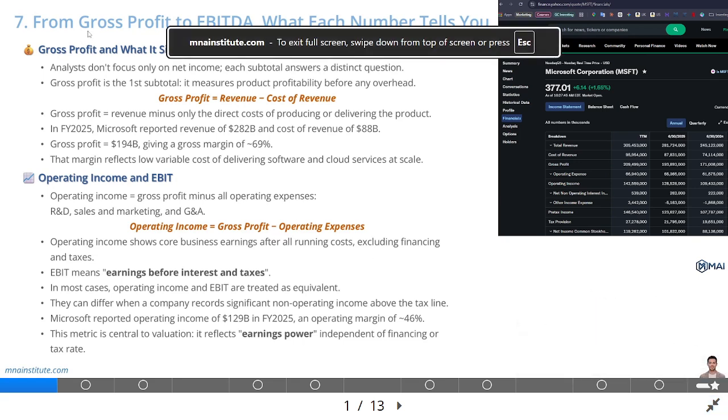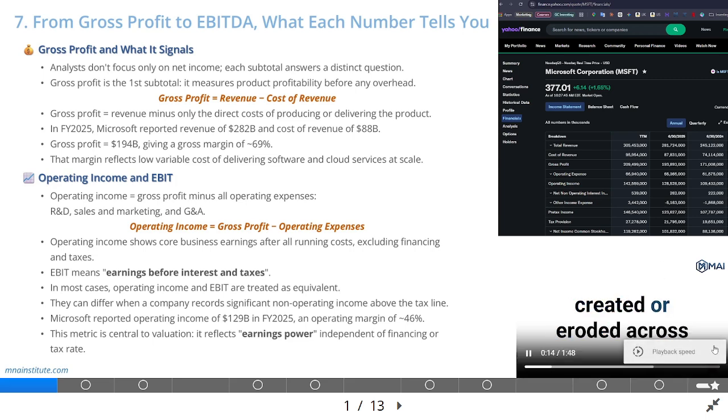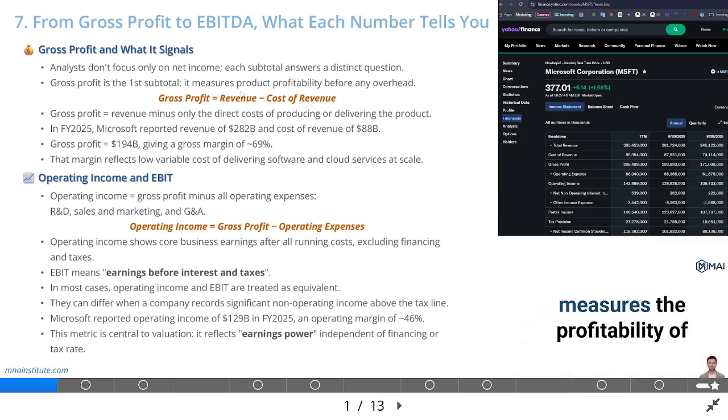Gross profit and what it signals. Analysts reading an income statement do not focus only on the final net income figure. Each profit subtotal answers a distinct question about where value is being created or eroded across the business. Gross profit is the first subtotal, and it measures the profitability of the product or service before any overhead is applied.